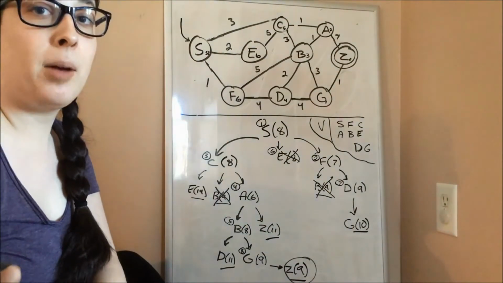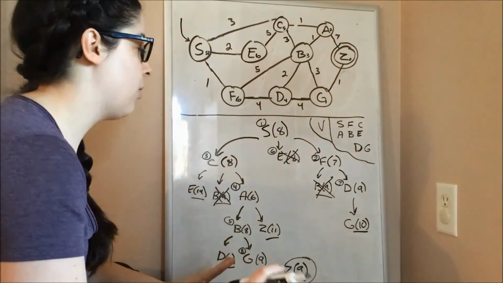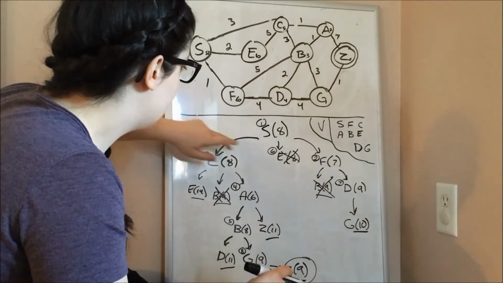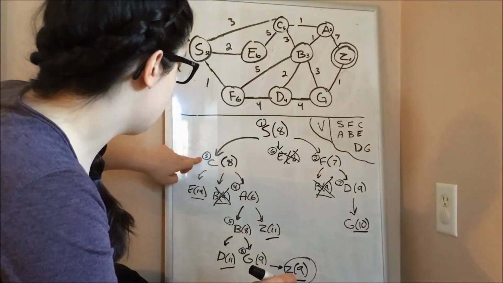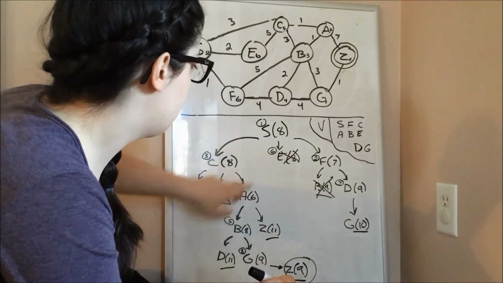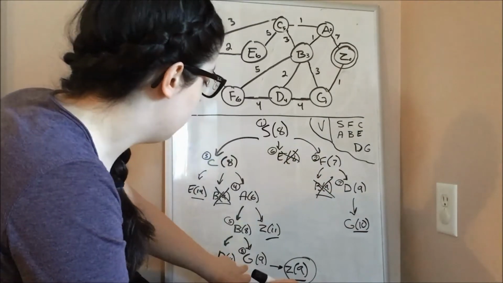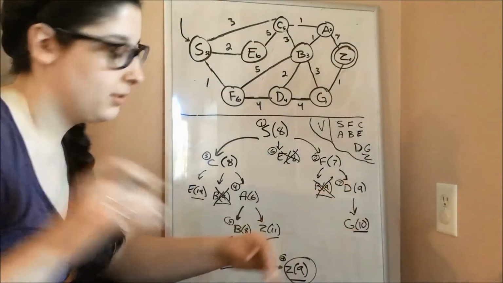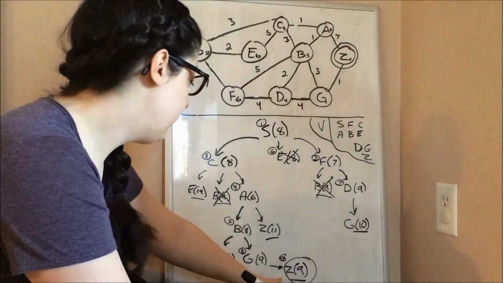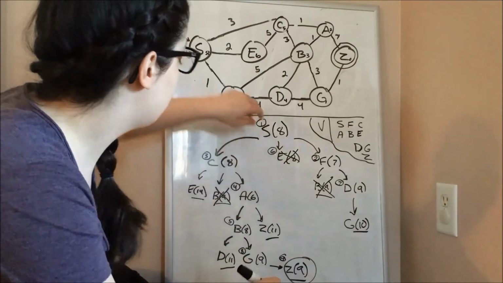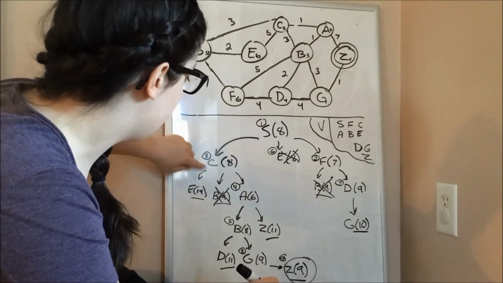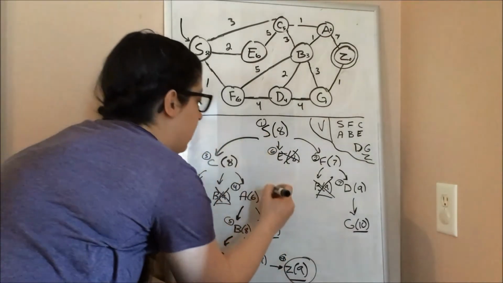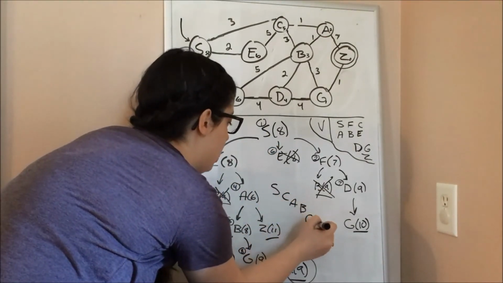So just to sum up, the order of the nodes that we expanded, which is the answer to part C, was S, F, C, A, B, E, D, G, and then Z. And then the path, if you just walk up, is S, C, A, B, G, Z. S, C, A, B, G, Z.